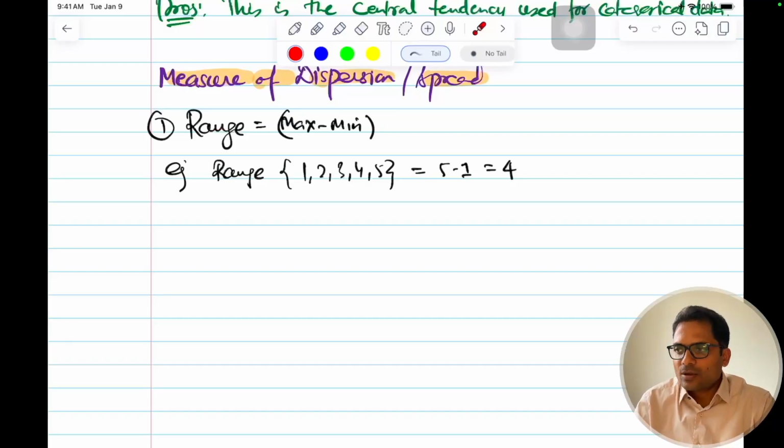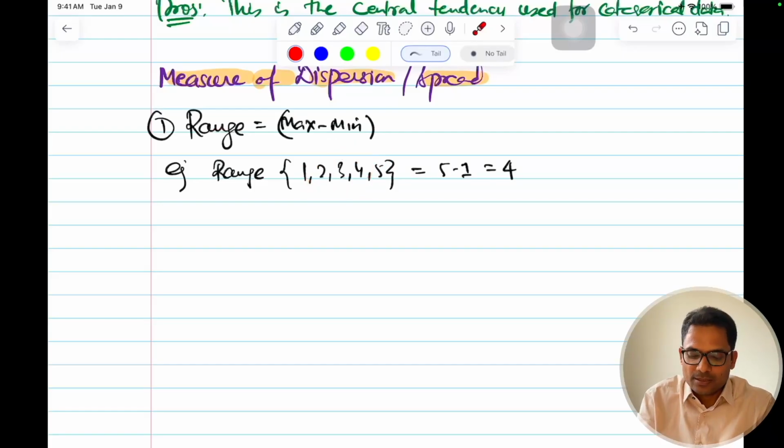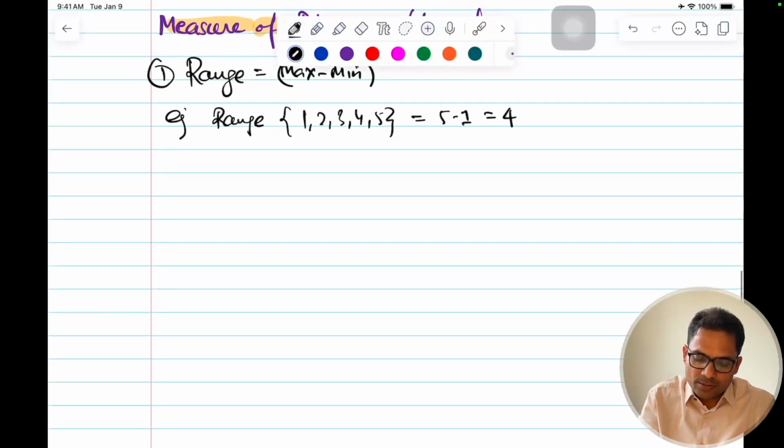And the con is that it is just considering the two extreme values. It is not taking all the data in the distribution into account for measuring this. So only the first and the last, the max and the min, is taken into account. That's the drawback or the con of this. So it cannot be the exact representative, because it is not talking about all the data points here. So the range is simple.